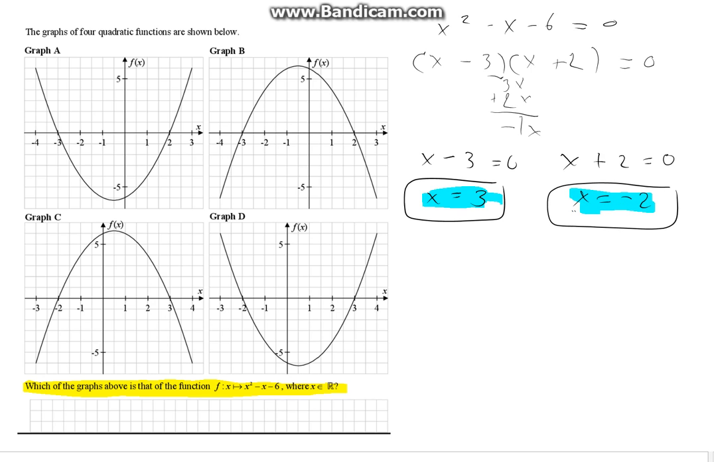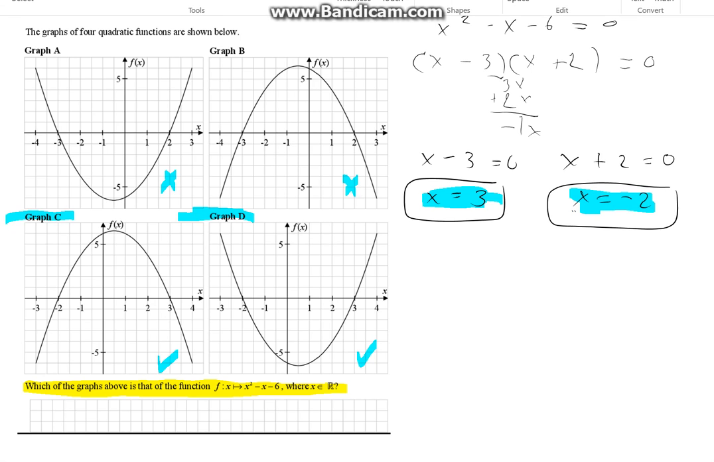So x is 3, no, it doesn't go through this one. What about this one? x is 3, no. What about C? x is 3, x is minus 2, it does go through this one. And what about this one here? It goes through x is 3 and x is minus 2. Okay, so we have 2 graphs that it doesn't go through and 2 graphs that it goes through. So straight away we've eliminated A and B, leaving C and D. What is the difference between graph C and graph D if we look at them?